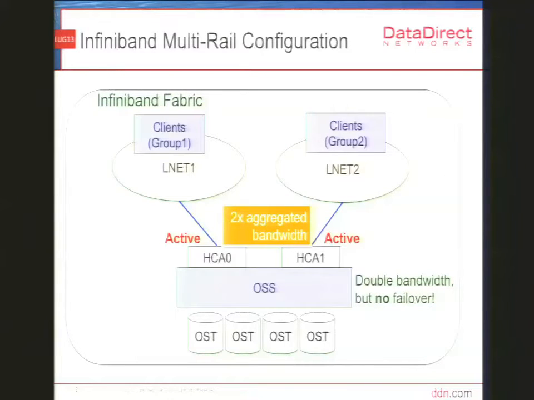In the multi-rail configuration, the hardware is pretty much the same, but we have to divide it into two Lustre networks, and also create two client groups to access the Lustre file system through Lustre network 1 or Lustre network 2. From the server perspective, it is running in active mode, so we can get twice the aggregate bandwidth on the server side, but there is no failover capability.